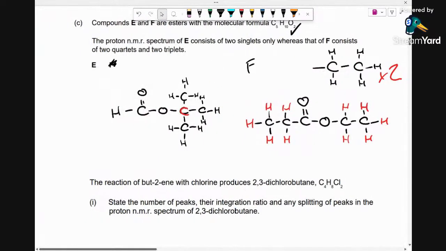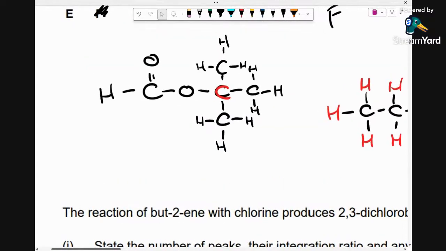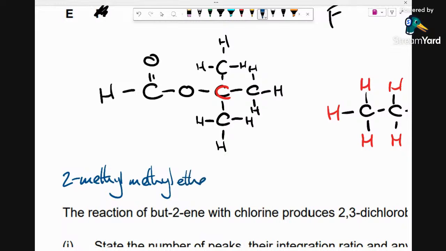Love it. Oh, how would I name this one? This would be 2-methyl. By the way, that's beyond A-level naming, but it's a good one to have a go at. 2-methyl, methyl, ethyl. Yes, I know it sounds weird. I'll explain it in a minute. Methanoate. It is beyond A-level, but I can show you the example they will give you.